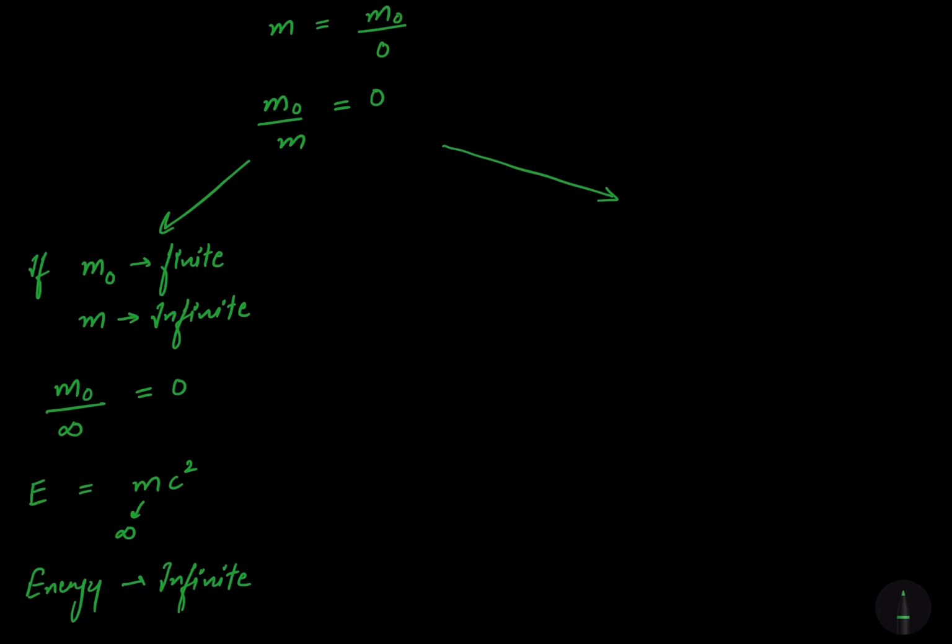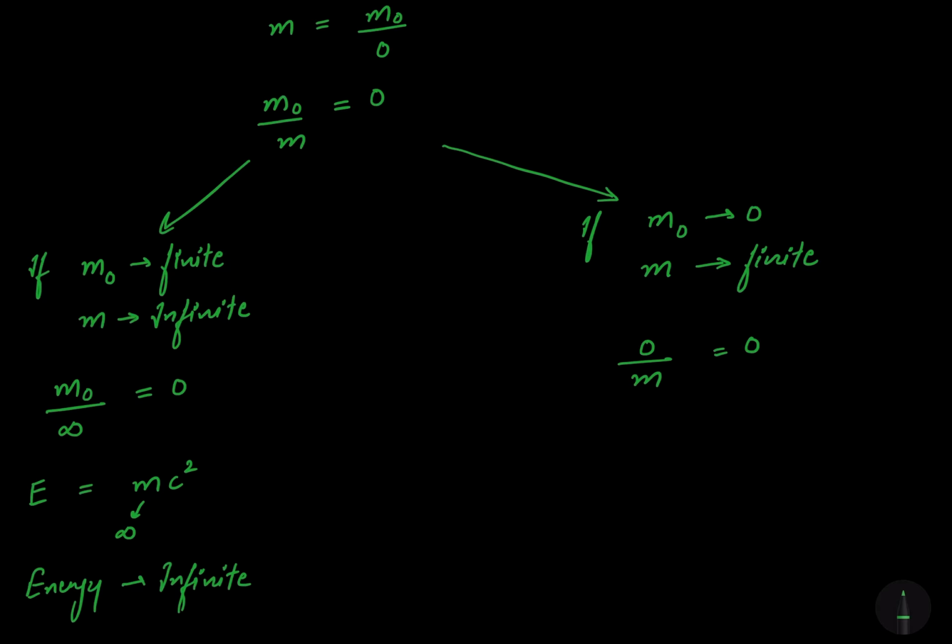If the mass of the particle at rest is 0 and the mass of the particle moving with a velocity equal to the speed of light becomes finite, then what will you get? It will be 0 divided by m, which comes out to be 0. So this thing is possible.